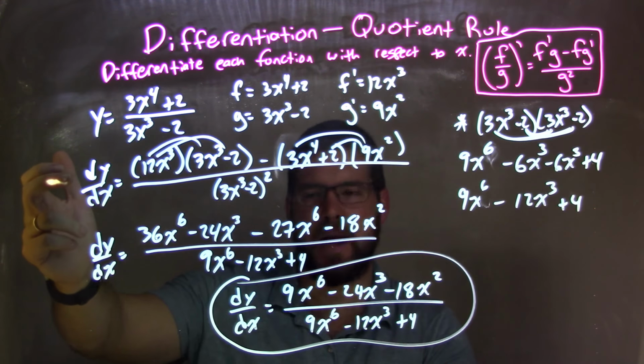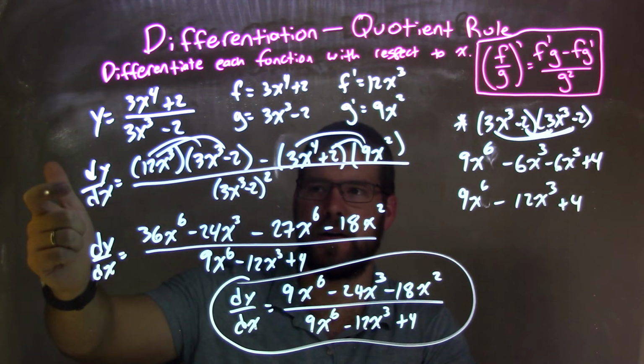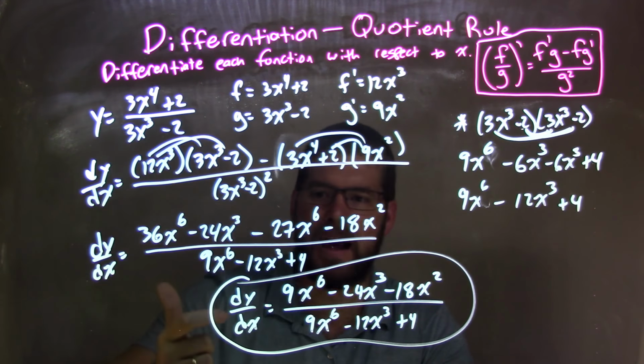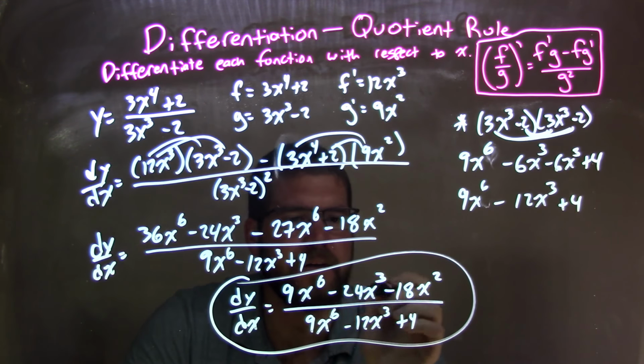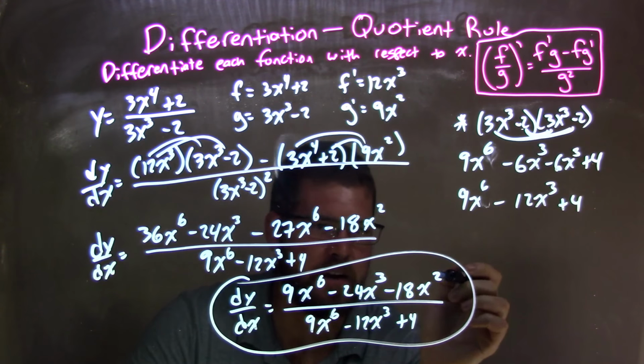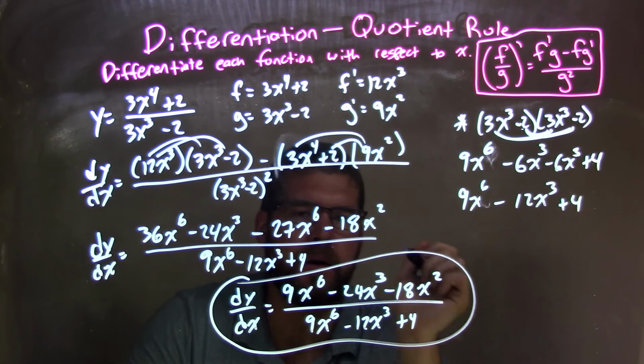Everything after that is just algebra. The only calculus part that's going on is right here, from here to here. Other than that, the rest is just algebra. And so now I have my final answer, my final derivative: dy dx is equal to 9x to the 6th minus 24x to the third minus 18x squared, all over 9x to the 6th minus 12x to the third plus 4.